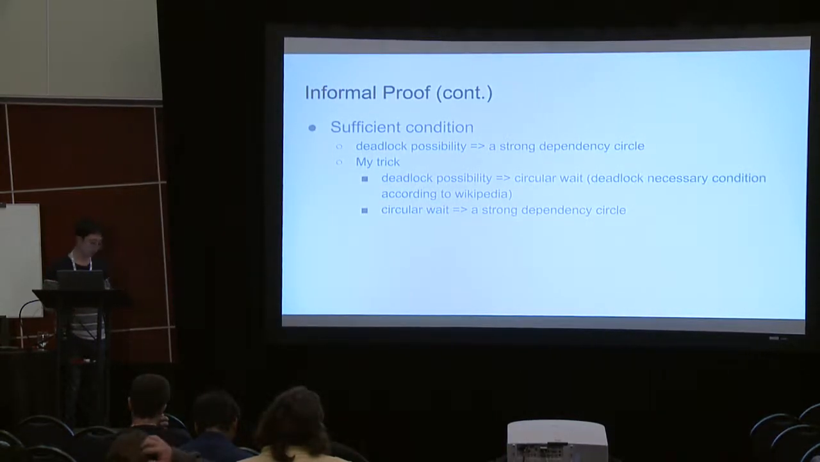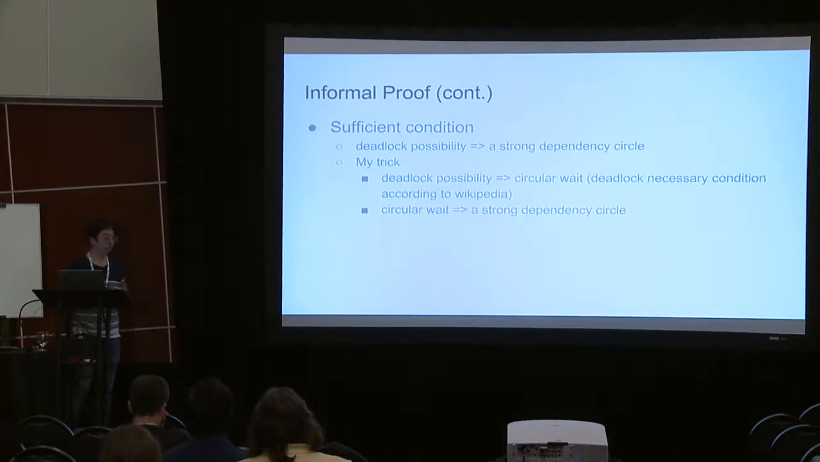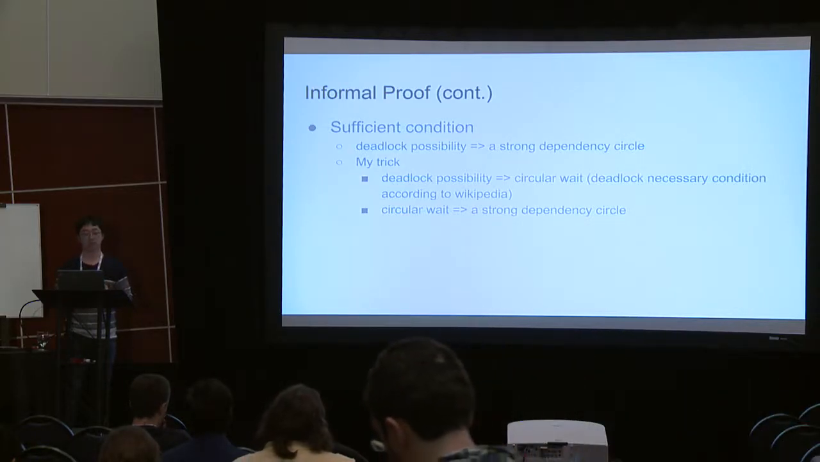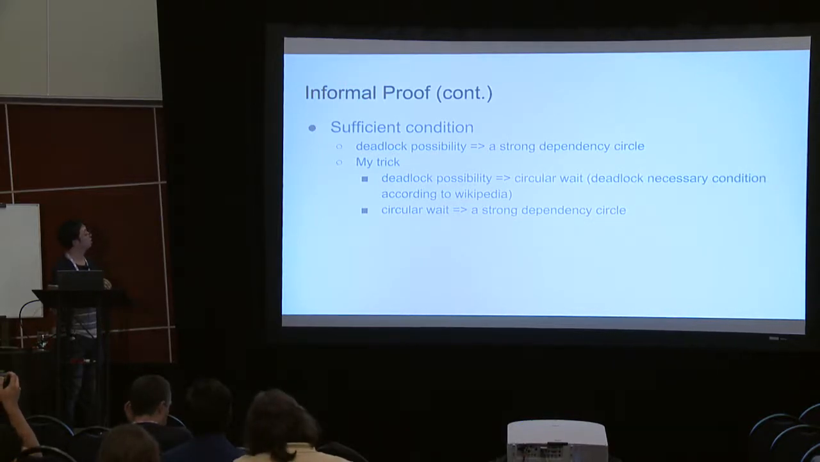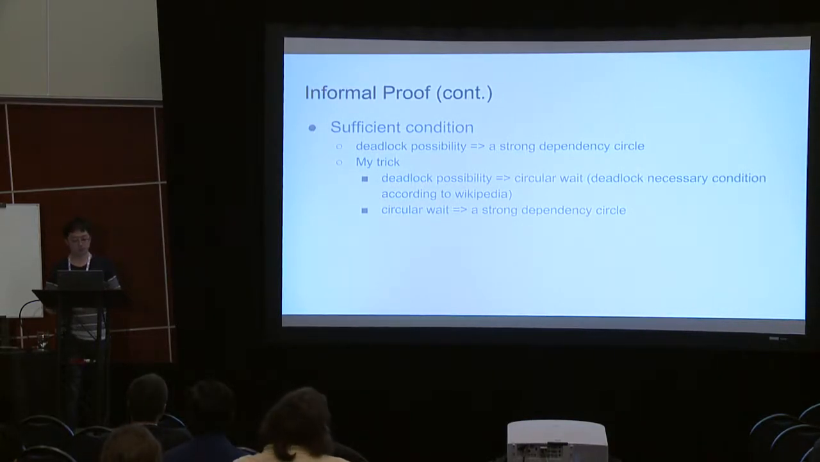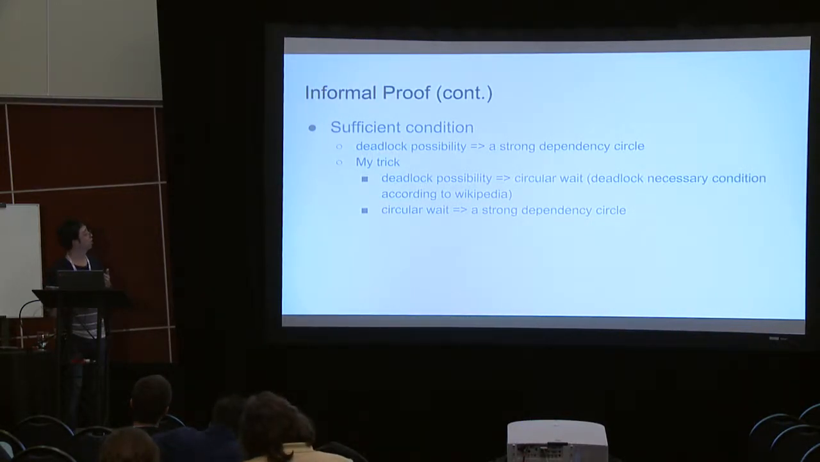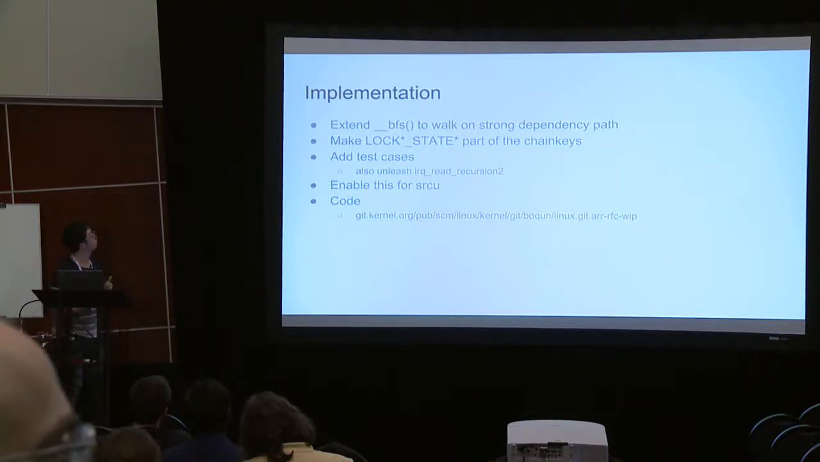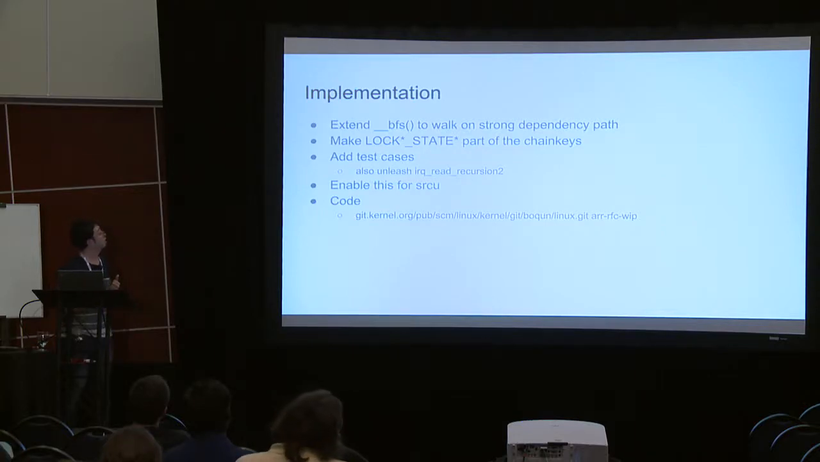I use a trick to prove that: I convert the deadlock possibility into the circular wait condition, and then I can form a strong dependency circle from the circular wait condition. I have some proof in my documentation, so you can look there for details. But maybe one day I will try some formal proof to show that I didn't miss anything in the reasoning. Okay, so the last thing is the implementation.